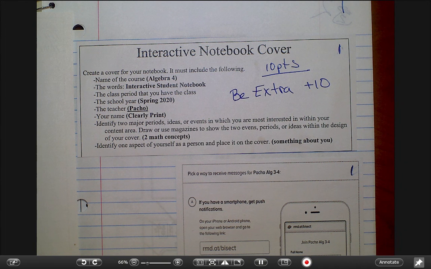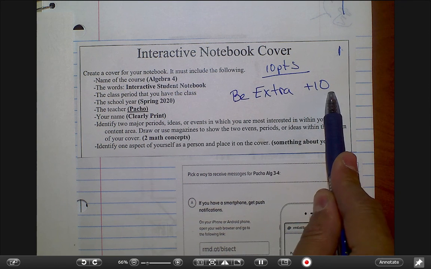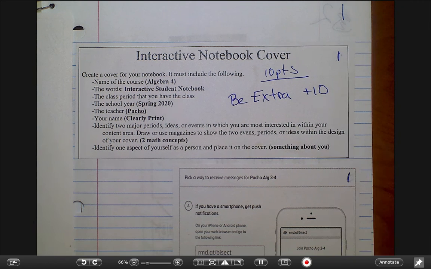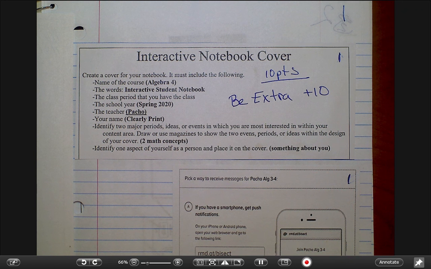I had one girl last year who actually put lights on hers. She had a string of lights with a little switch on it. That's extra. You want to be extra to get the extra, right? I might just put those Christmas lights. Hey, listen, I'm not telling you what to do. Make it look good. You know, be extra. It's worth 10 extra points. I hardly ever give out extra credit.